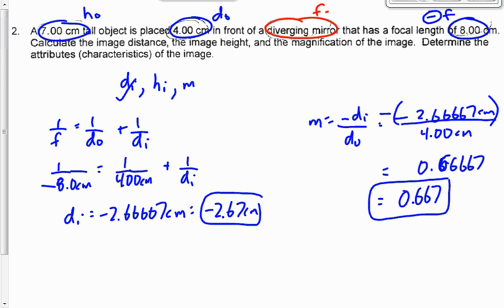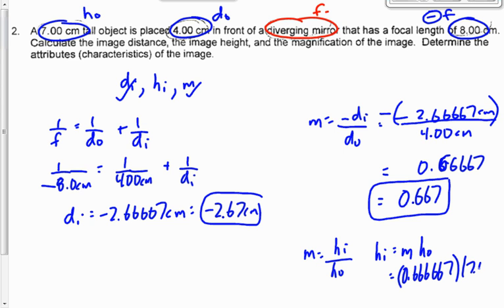All right, good. We got magnification. Now let's finally do the image height. Let's say M is equal to HI over HO. No negative in front of that one, right? HI over HO. We're going to say HI is equal to M times HO. 0.666, let's use the unrounded number, 4 or 5 decimal places. Multiply that by HO, which is 7. What does that give me there? 4.67? And that's a positive value, right? All right, so now we got HI.